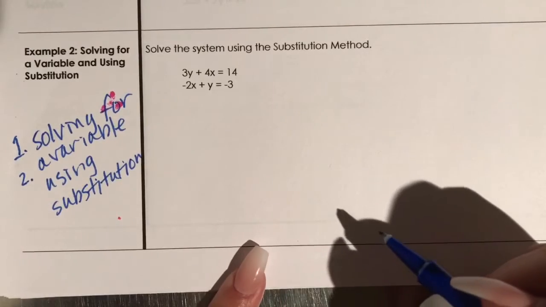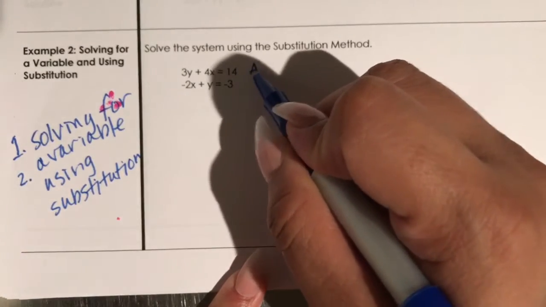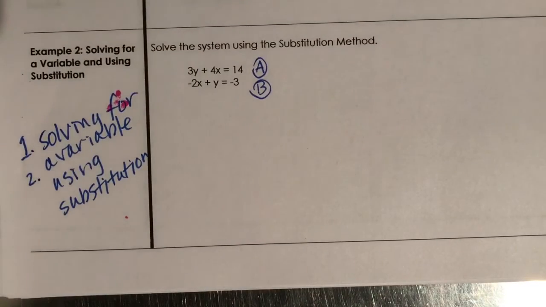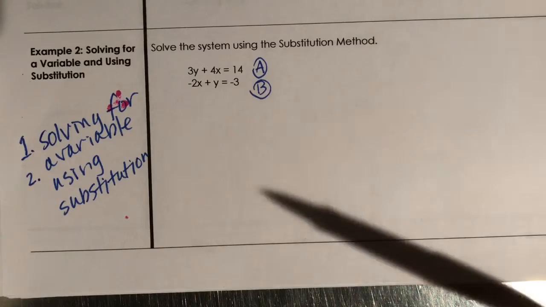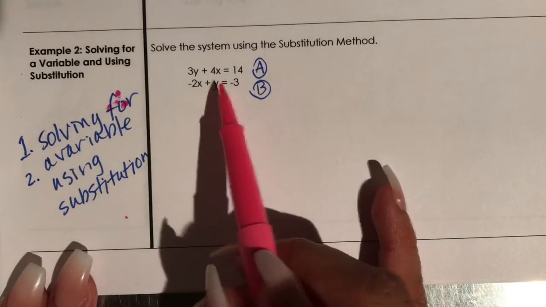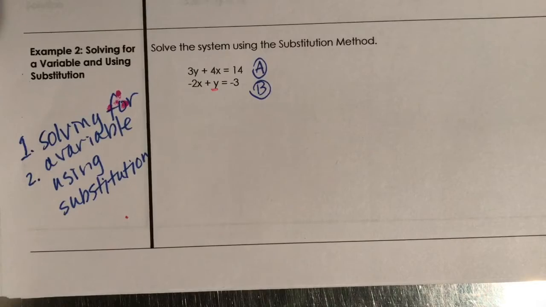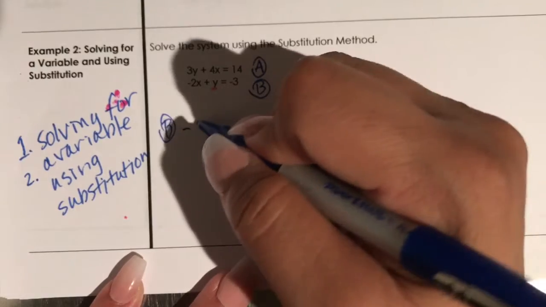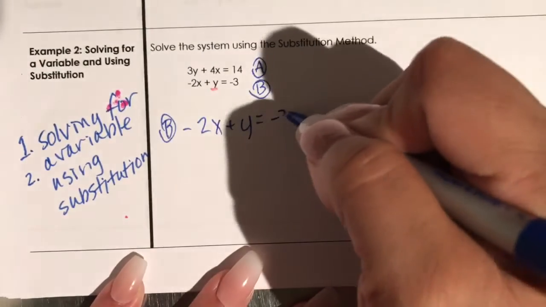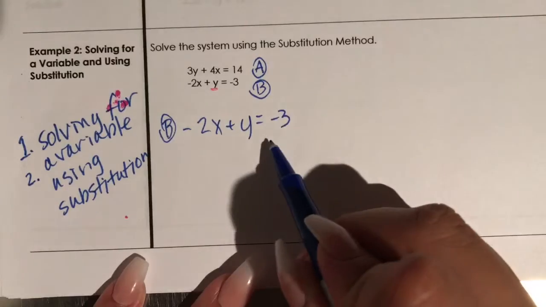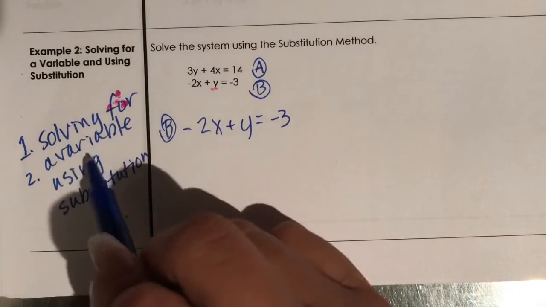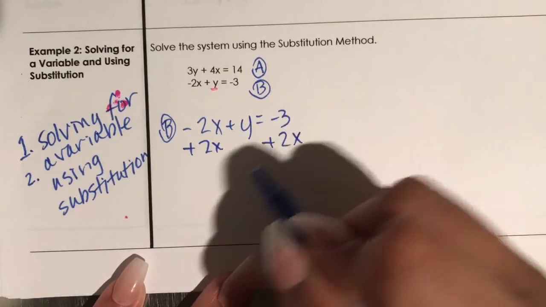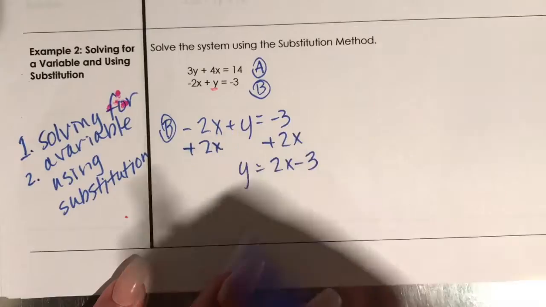Equation A, 3y plus 4x equals 14. Equation B, negative 2x plus y equals negative 3. First thing that I notice is this y by itself, so all I'm going to have to do is solve for y here. So let's look at equation B first. Negative 2x plus y equals negative 3. I want to solve for y so that I can substitute. So it says solve for a variable. I'm solving for y in this case. So plus 2x, plus 2x, y equals 2x minus 3.